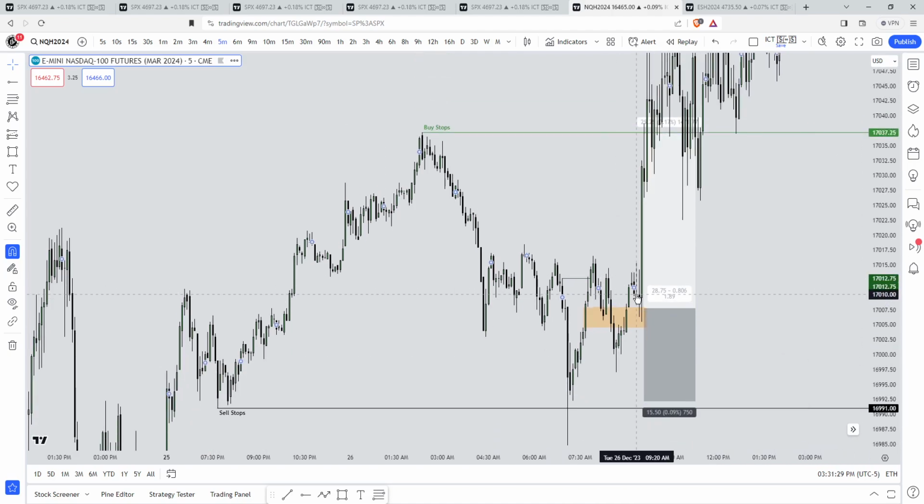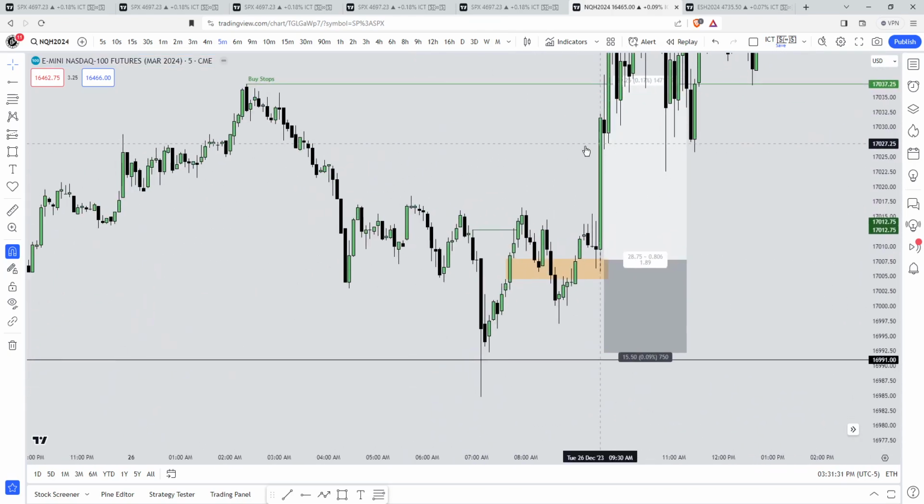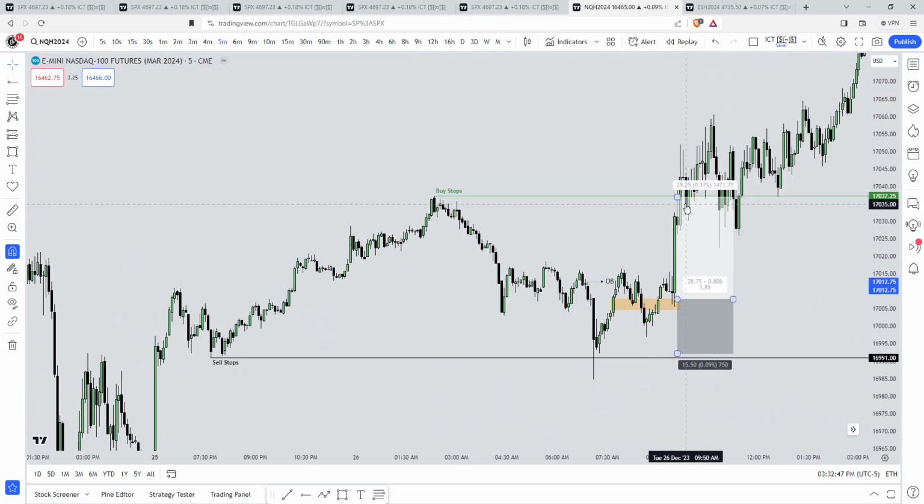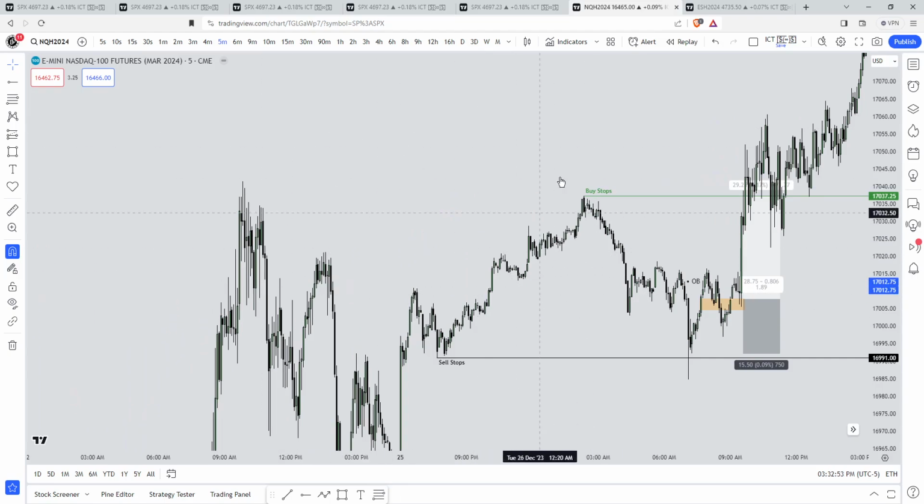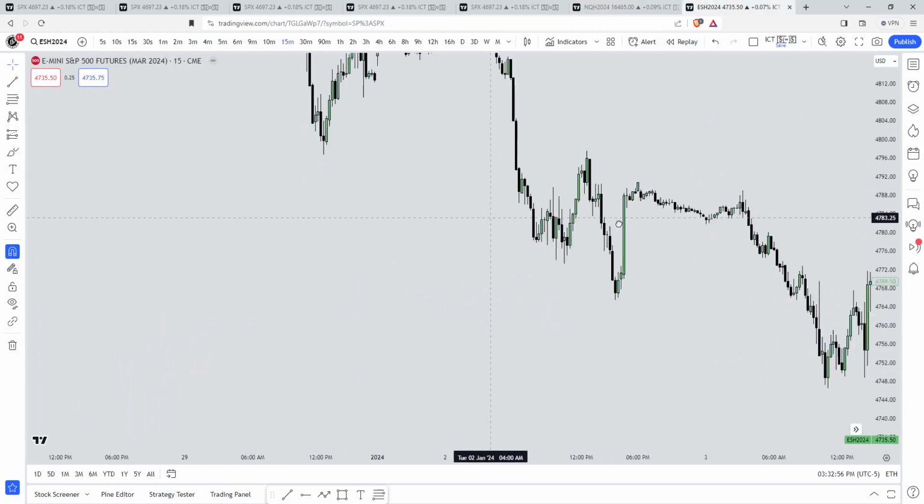After you enter, we're targeting the buy side liquidity above. This was a bullish change in the state of delivery. You could see price respected that bullish fair value gap and then traded to the high. So that's going to be it for the bullish changes in the state of delivery. Let's move on to some bearish examples.